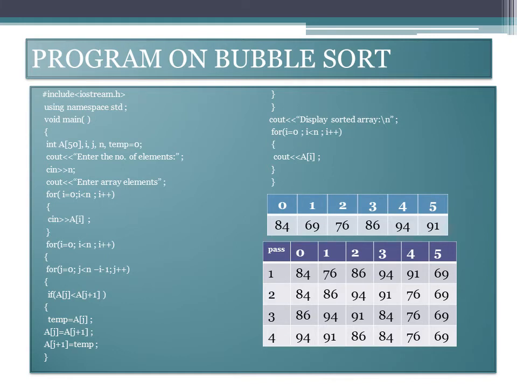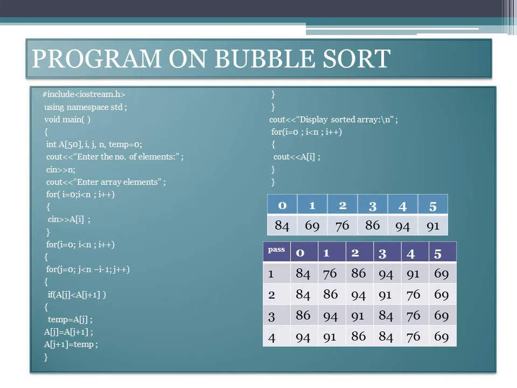Now why n minus i minus 1? It's because at the end here, 94 and 91, it is almost sorted when it comes to the fourth pass. We don't need to check the sorted part, right? So what we do is that we only have to check the unsorted part just to save memory. That is why we use n minus i minus 1 here. So after each pass, what's going to happen?